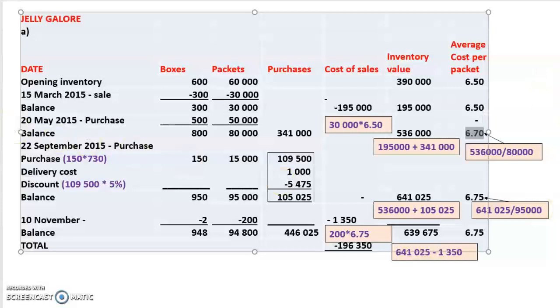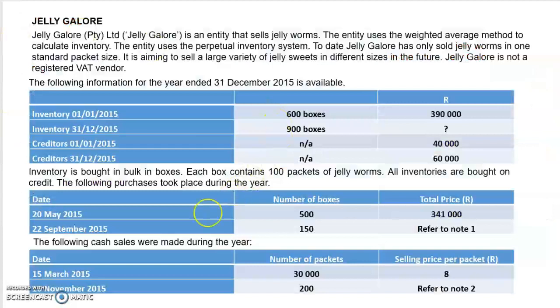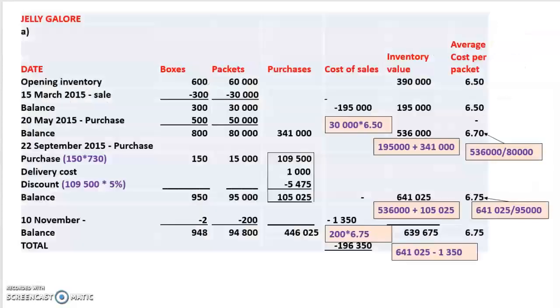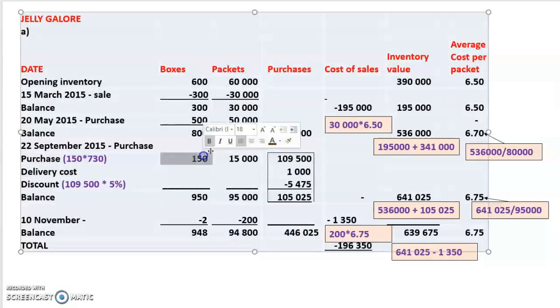Good. The next transaction took place on the 22nd of September, where we purchased once more 150 boxes. I said refer to Note 1. Note 1 tells us on 22 September, 150 boxes were purchased at 730 Rand per box. Total delivery cost, remember we have to ignore that in this question. Total delivery cost amounted to 1,000 Rand. The supplier granted a 5% discount on the retail price. Good. 150 boxes equals 15,000 packets.